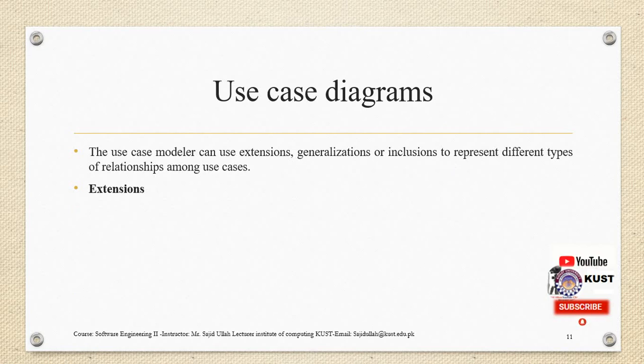The use case modeler can use extension, generalization, and inclusion to represent the different types of relationships among the use cases. First is extension. Extensions are used to make optional interaction explicit and to handle exceptional cases.